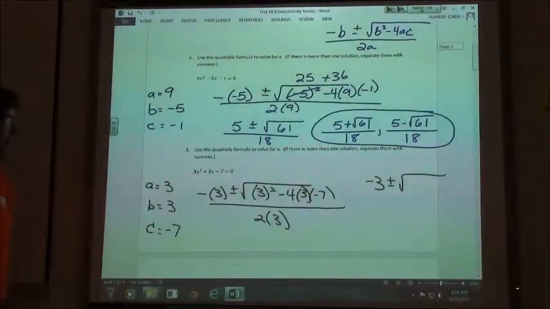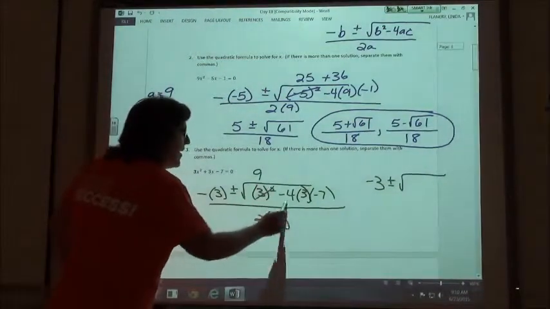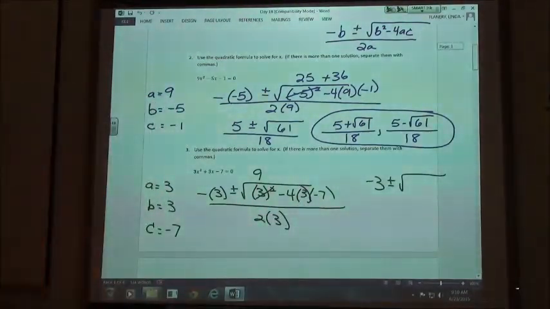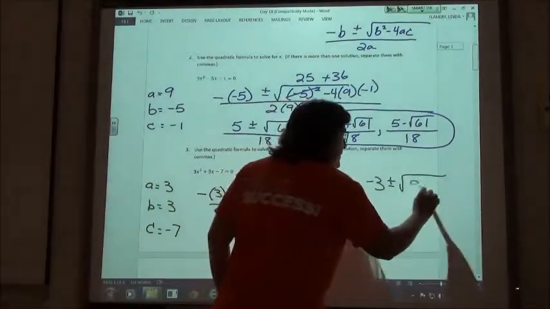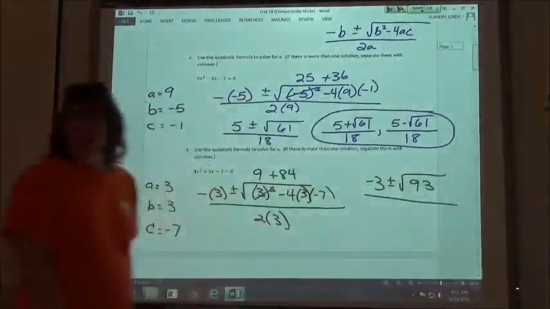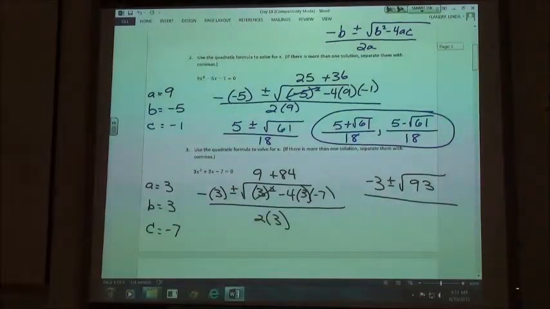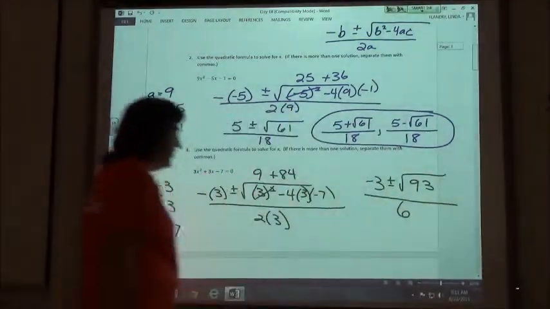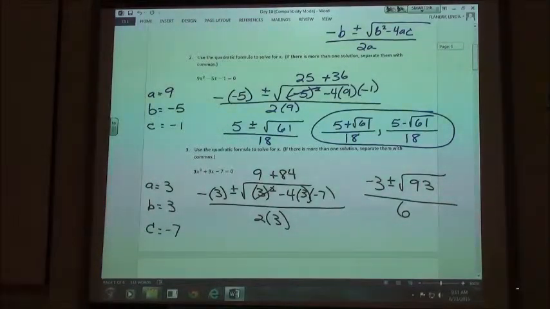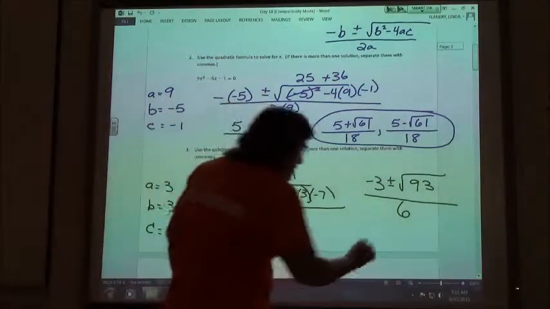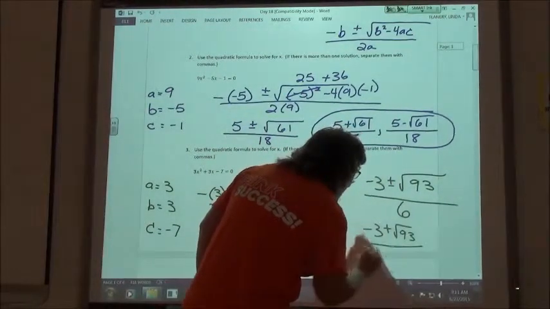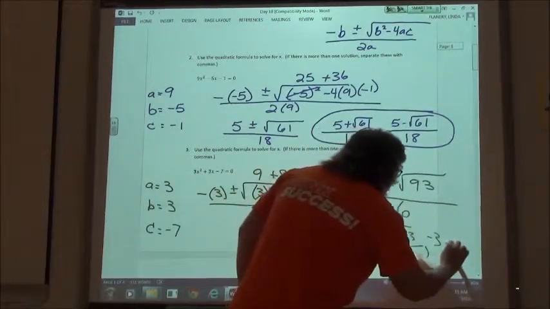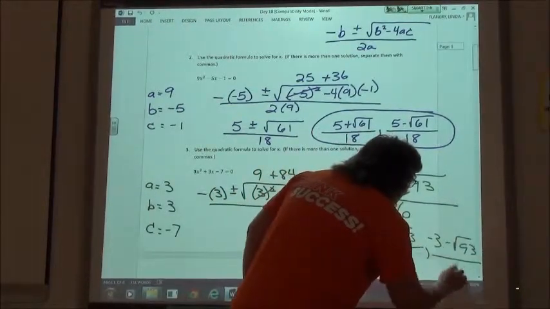3 squared would be 9. Negative 4 times 3 times negative 7, positive 84. 9 plus 84 then would be 93 over 2 times 3, which is 6. And again, I don't think I can simplify the square root of 93. So we would have negative 3 plus the square root of 93 all over 6, and negative 3 minus the square root of 93 all over 6.